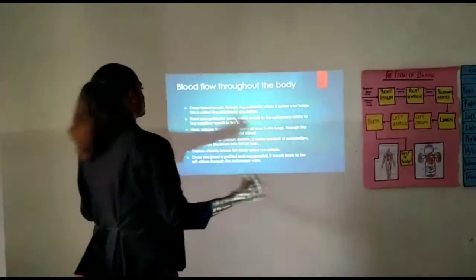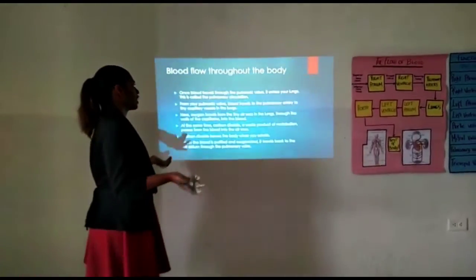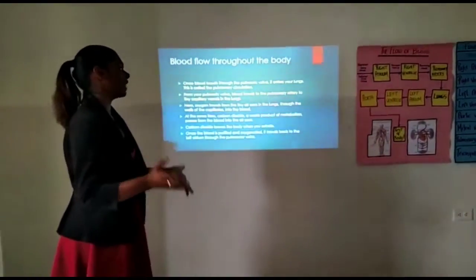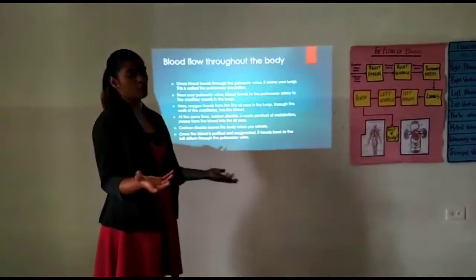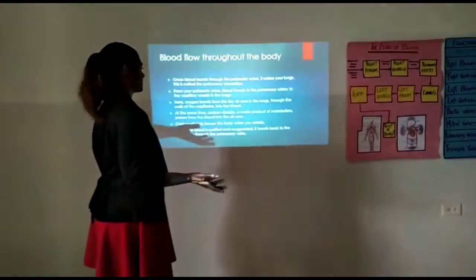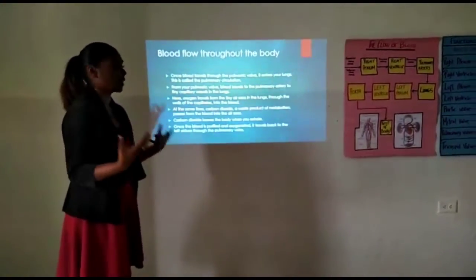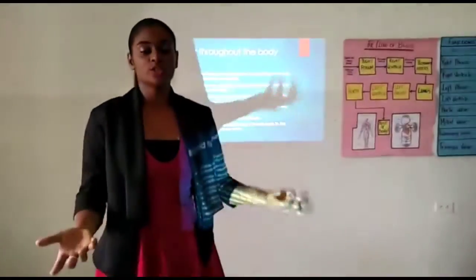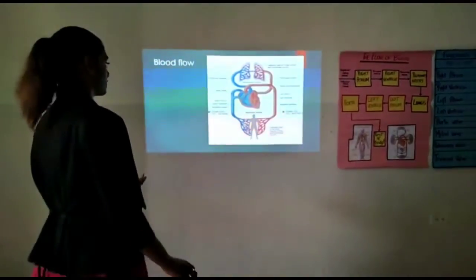So, blood flows through the body. It flows throughout each and every human being's body. Once blood travels through the pulmonary valve, it enters into your lungs. This is called pulmonary circulation. We're not going to go into depth with this, but within this process, this is where the blood becomes oxygenated and where we use it to breathe, which is why the circulatory system plays a part in the respiratory system.